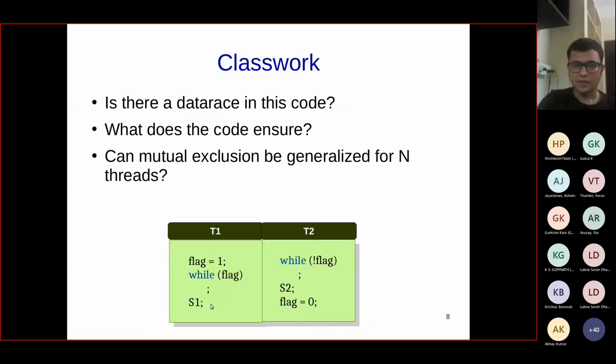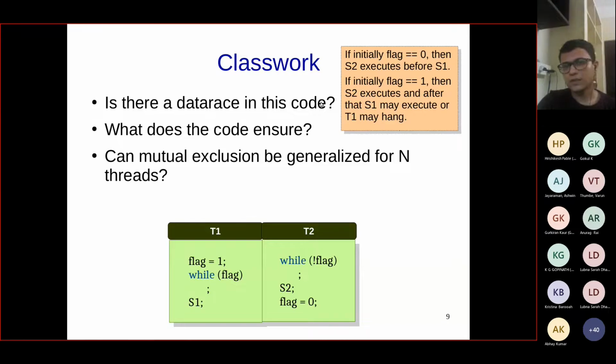But there is still one more catch. Okay, we'll come to this. Can we generalize this mutual exclusion for N threads? But there is still one more catch to it. And what is that catch? It's here. If initially flag is set to 0, then S2 executes before S1. That we saw, right? When flag is 0, we saw the cases where S2 was executing before S1. But if initially flag is set to 1, then S2 executes and then S1 executes. So that is consistent with flag equals 0.